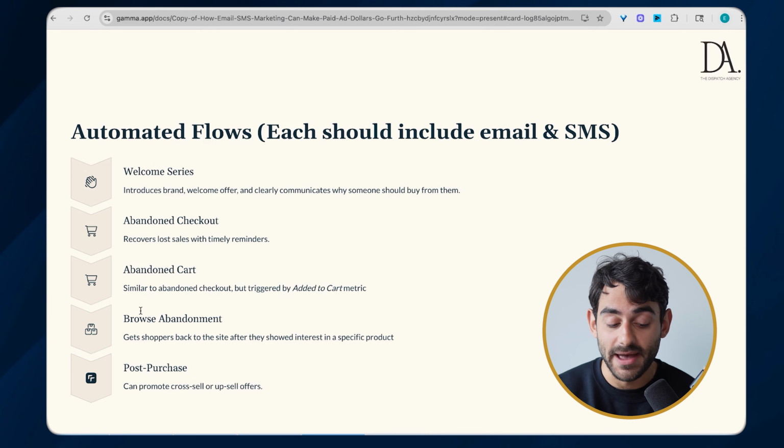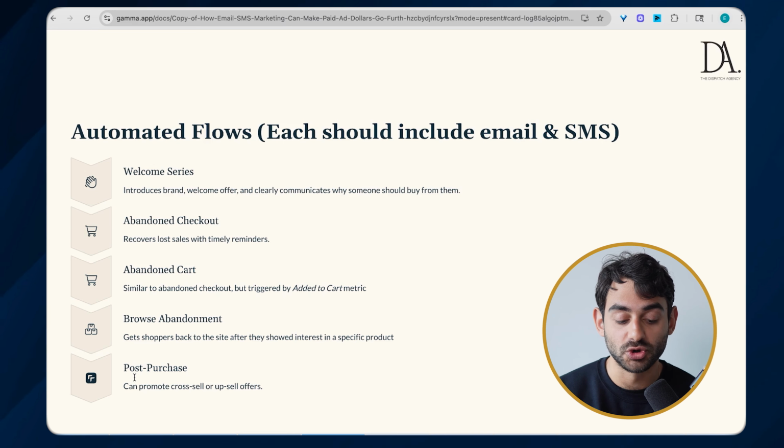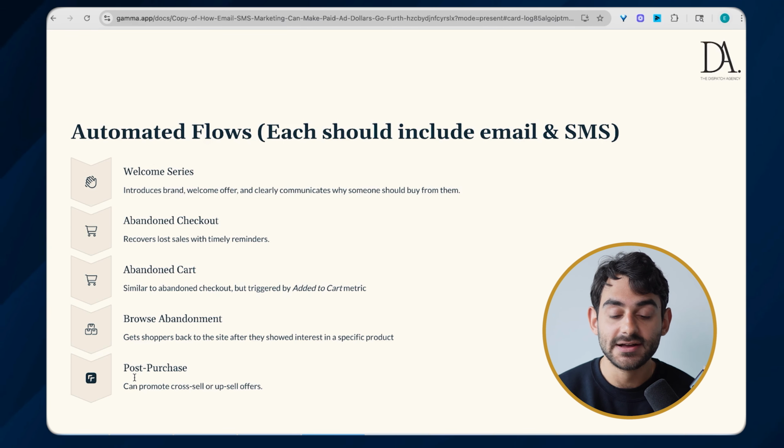Then you need a browse abandonment flow. So a browse abandonment flow is going to be triggered when someone visits a product page on your website, but they don't add anything to cart or start a checkout. So we're just going to automatically retarget them with a flow. And then a post-purchase flow, which can be used to promote cross-sell or upsell offers that you have to immediately boost the revenue that you're getting from that first purchase.